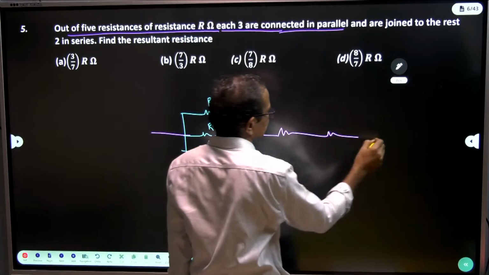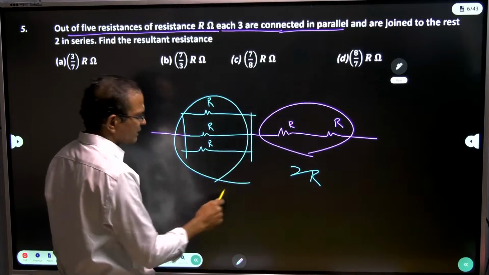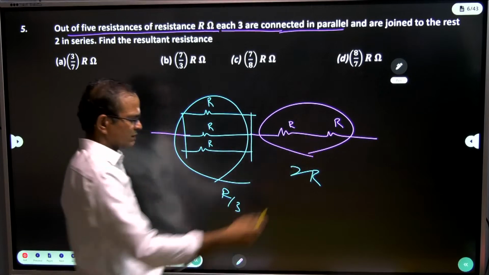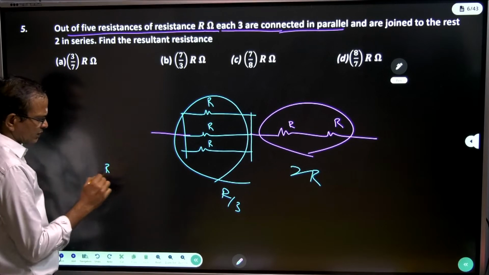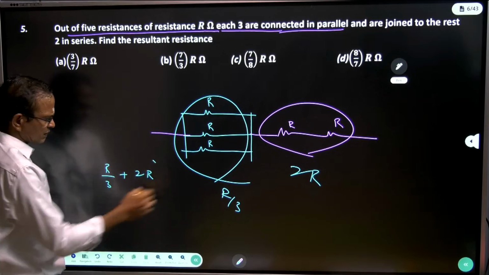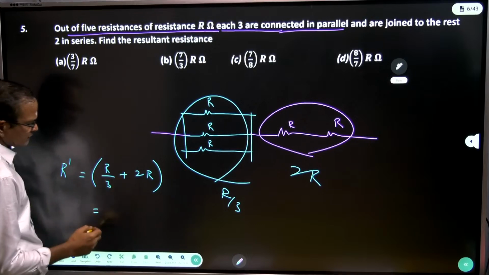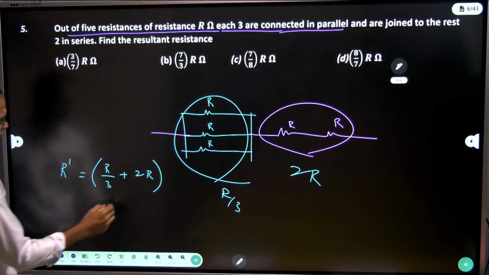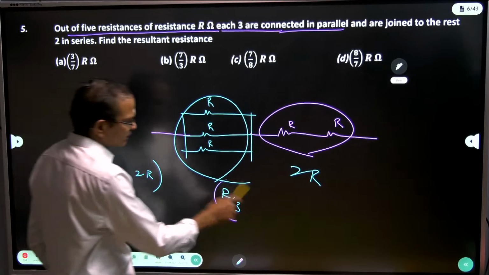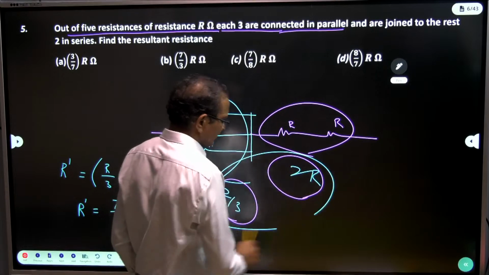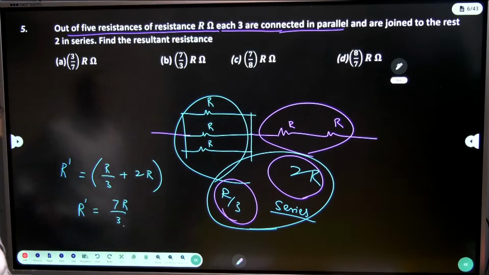Clearly this is 2R, and this is R by 3. They are in series. Therefore R by 3 plus 2R is the final answer, R dash final. What you said is correct. 7R by 3 is the final answer for R dash. This and this are in series. These two are in series, right?